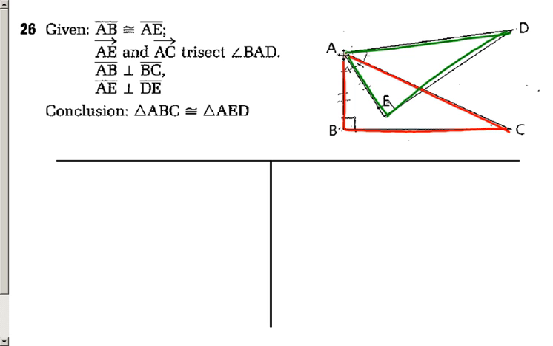I got AB is congruent to AE, AE and AC trisect angle BAD. AB is congruent to BC and AB is perpendicular to BC and AE is perpendicular to DE. Given all that information, how am I going to prove that these triangles are congruent? First things first, I'm going to mark what I already have given, and that is that these 2 things are congruent.